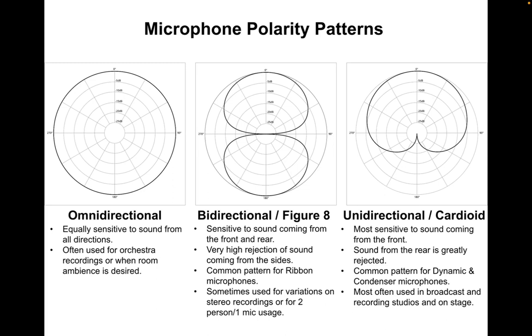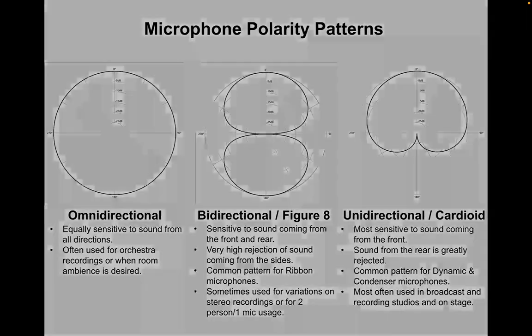The unidirectional or cardioid pattern is most often used in broadcast and recording studios and on stage. It is most sensitive to sound coming from the front. Sound from the sides is picked up quieter, and sound from the rear is significantly rejected. This is the common pattern for dynamic, condenser, and USB microphones.